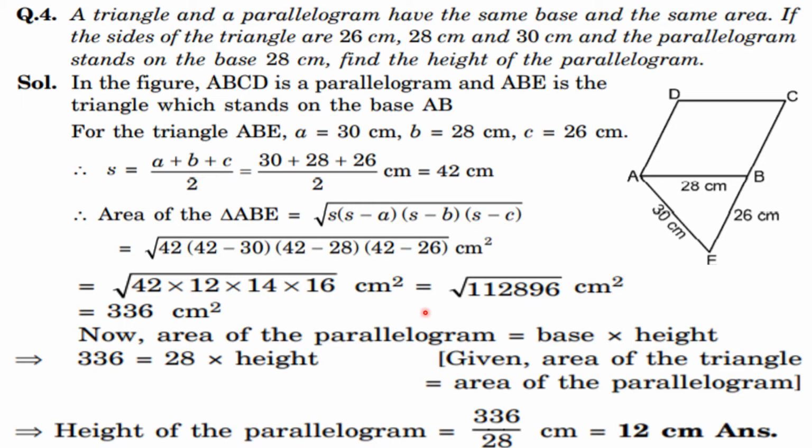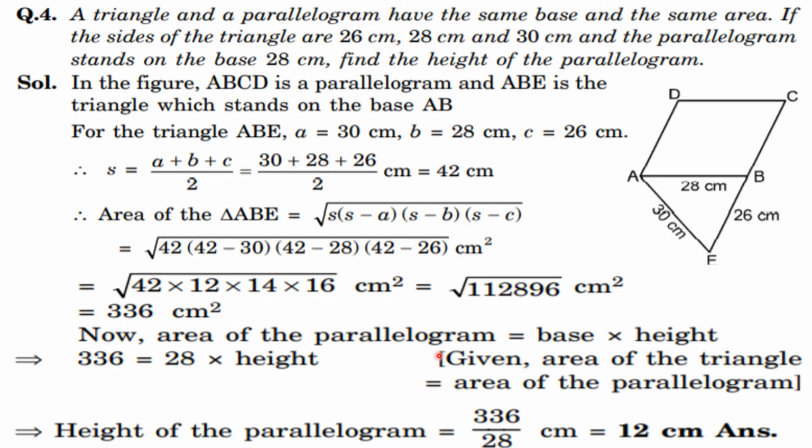So by using any one of the methods which is convenient for you, we can use any method. So we get here 336. The square root of 112896 is 336 centimeter square. Understood this step, my children? Right. So here we got area of triangle ABE.